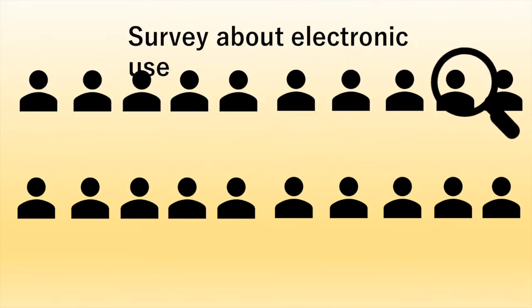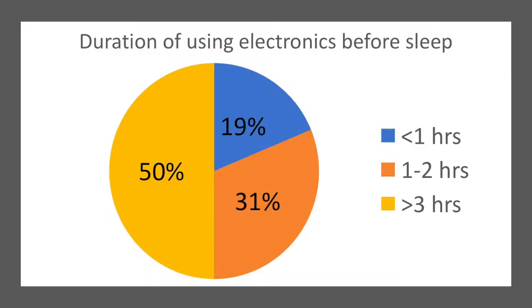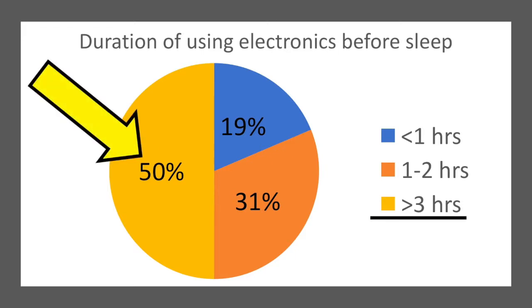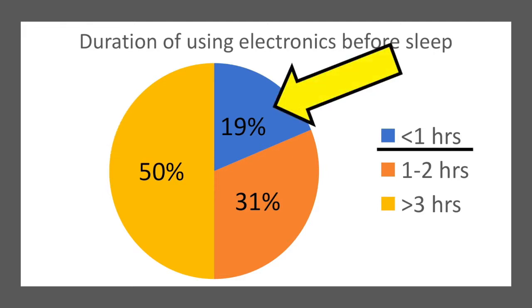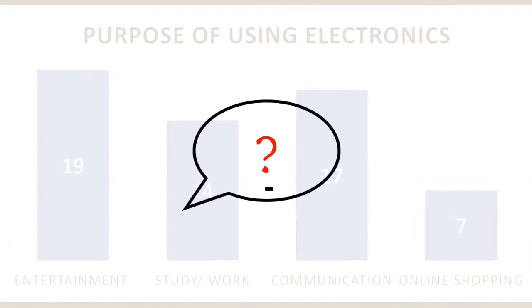20 interviewees were asked to respond to our survey. Except for 2 of our interviewees, all of them have the habit of using some sort of electronic device before sleep. Among the 18 of them, 15% use it for over 3 hours, while almost 20% use it for less than an hour. Quite a lot of them are spending quite a long time on the screen.